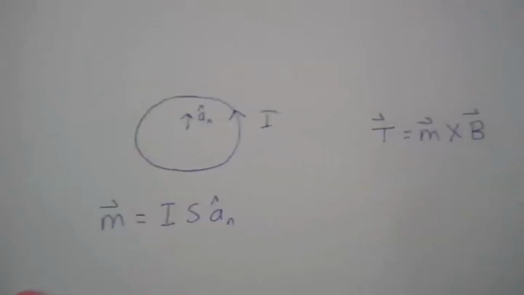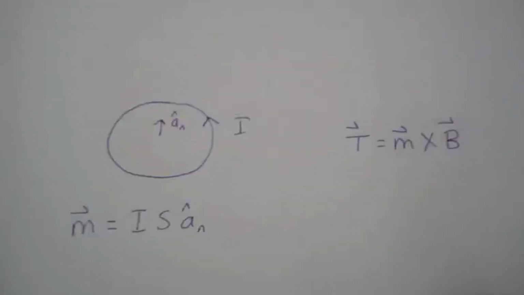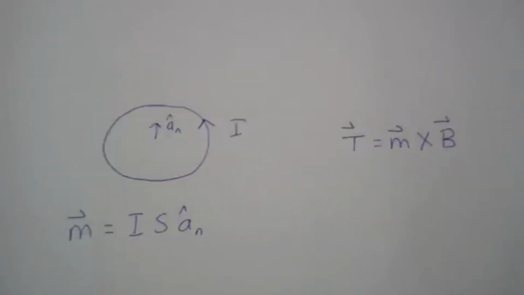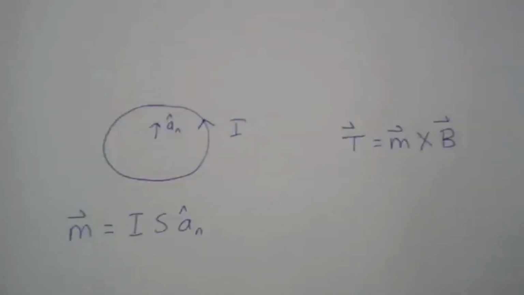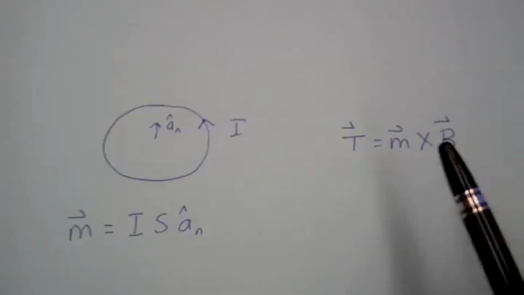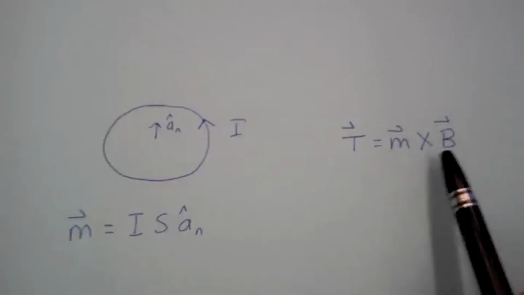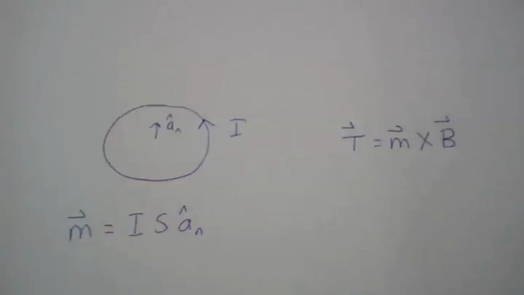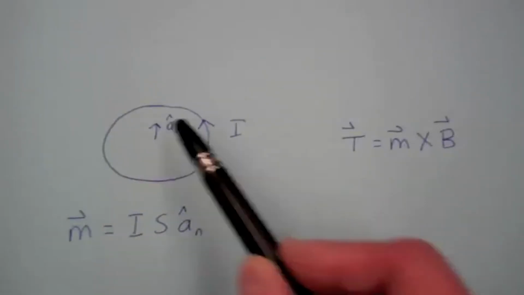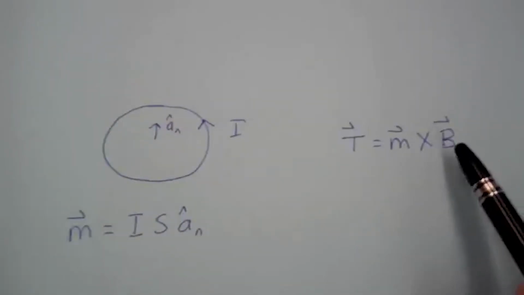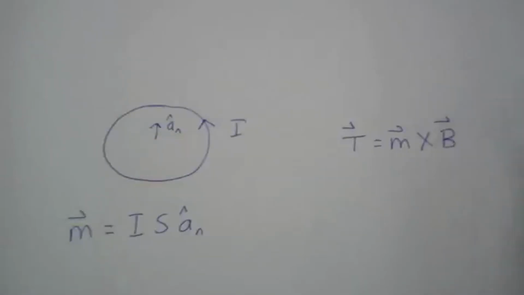Now if we put this current loop in a magnetic field, it will experience a torque, and that torque is given by the cross product of the magnetic dipole moment and the magnetic flux density. So the loop will rotate until the magnetic dipole moment is in the same direction as the magnetic flux density. So the torque will go to zero when the loop has rotated so that this little unit normal, A sub n, is pointing in the direction of the magnetic flux density field B.